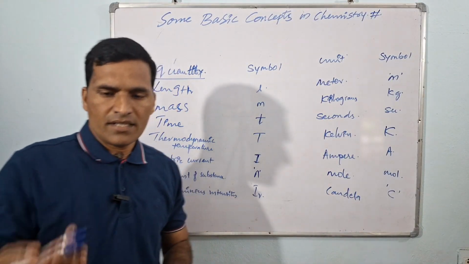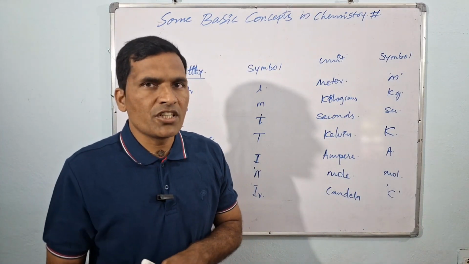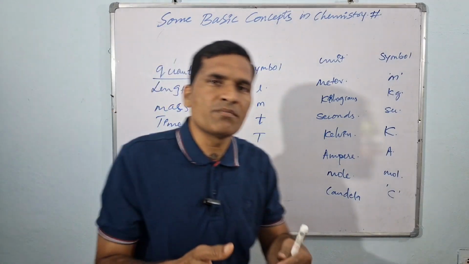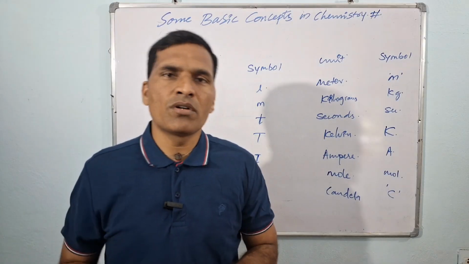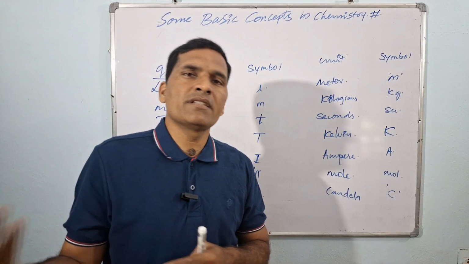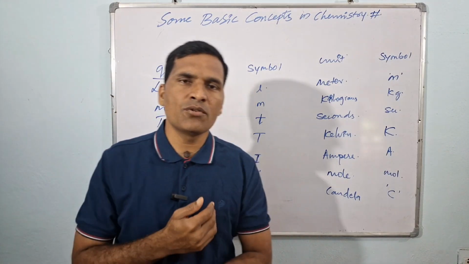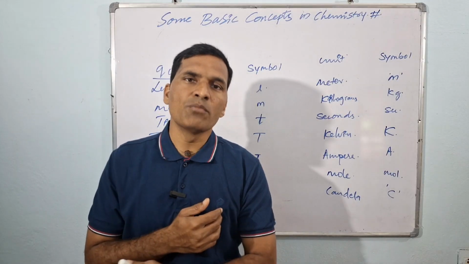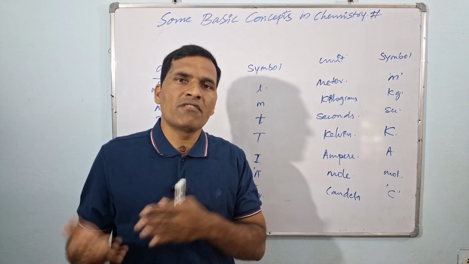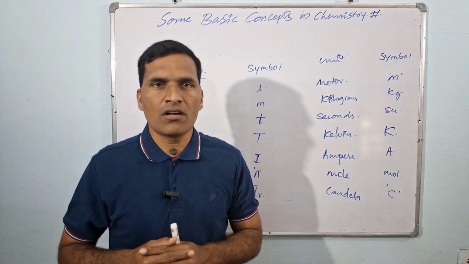There are many other physical quantities or measurements, and by combining these basic units we can make different quantities. Say for example, volume. Volume is length into breadth into height. So L into L into L, it is L cube, and its unit will be meter cube. Similarly, if you take density, what you will have? Mass by volume. So therefore kg per cubic meter. Like that, derived units also we have.